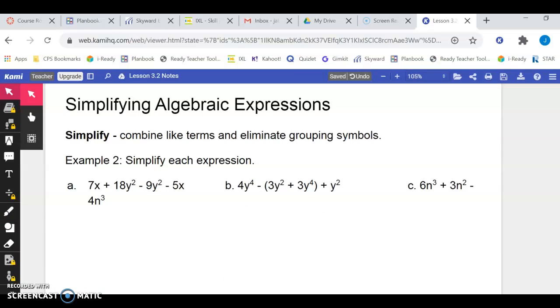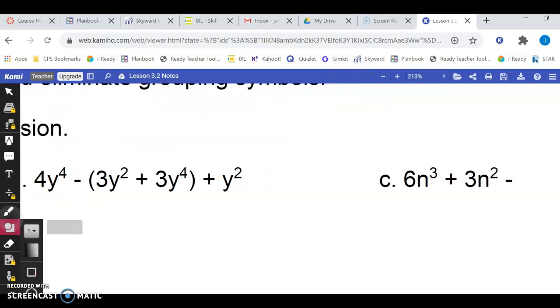Simplifying algebraic expressions. Simplify here means to combine like terms and eliminate grouping symbols. So whenever the directions say to simplify, that's what you need to do. So example 2, simplify each expression, and as I'm looking here, this 4n to the third got pushed down to the next line. It needs to go back over here.